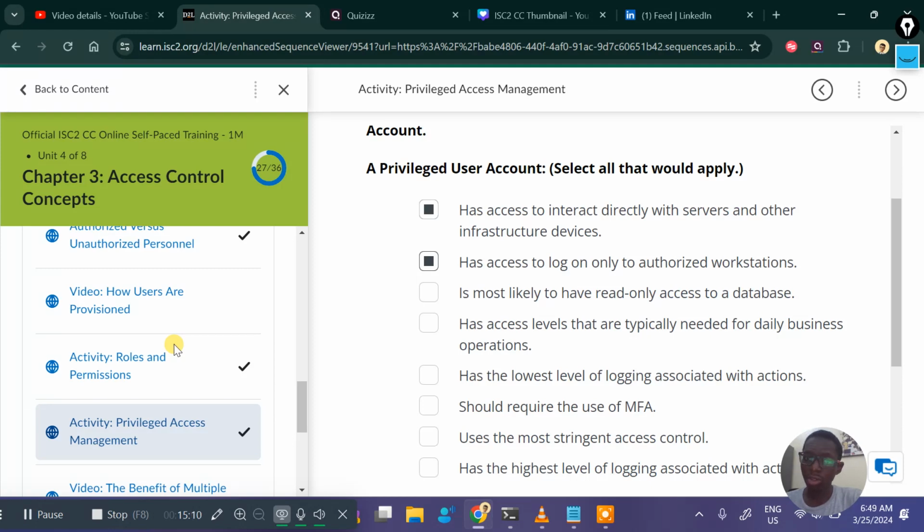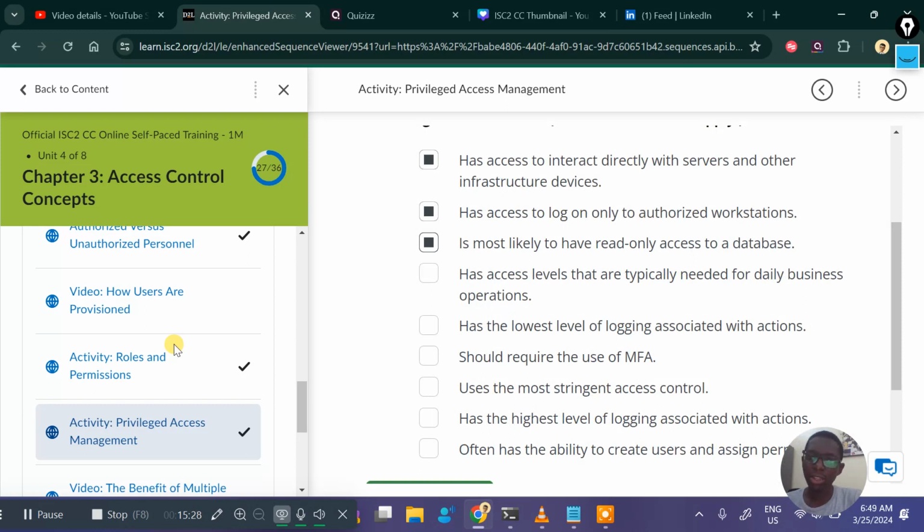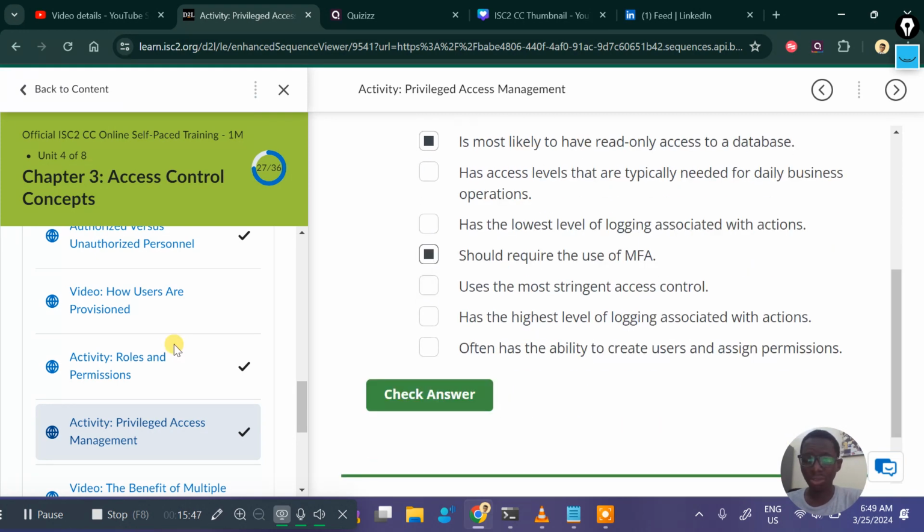So no, this is not going to be a privileged account, as access levels are typically needed for daily business operations. Really it depends. It depends in the sense that what if its daily operations are not really critical operations? And as the lowest level of login, privilege accounts have really high level of login. At least they log a lot, right? They log all their activities. Anything that's being done is sent to the logs, and we should require the use of MFA. Yes, definitely, because privilege accounts are really important.